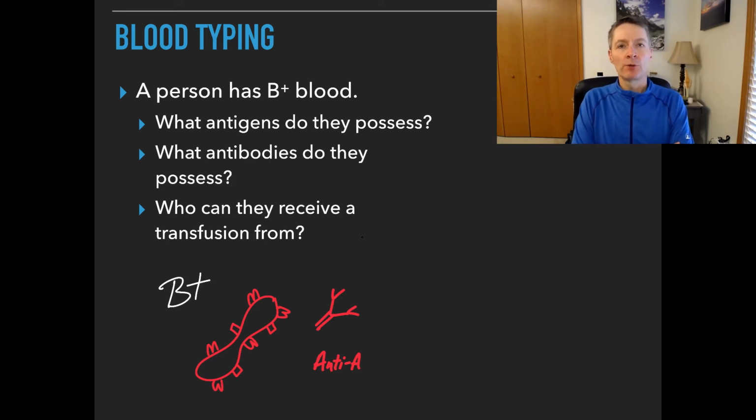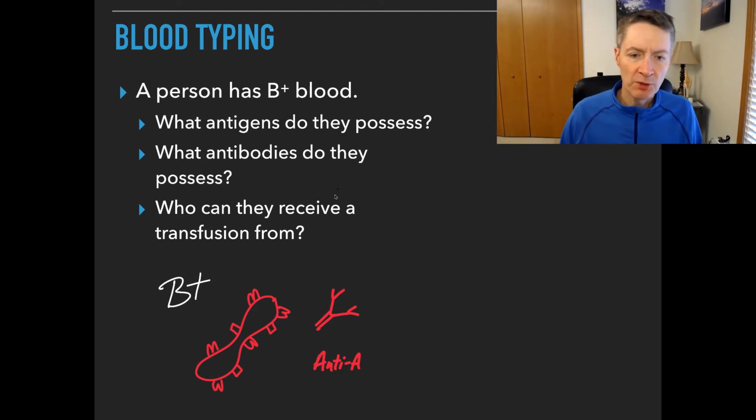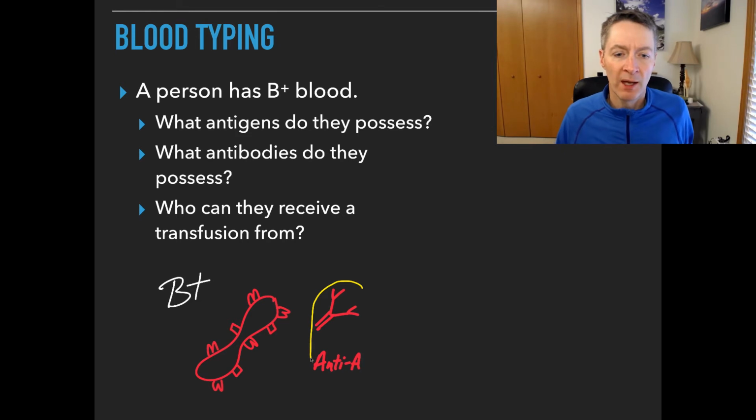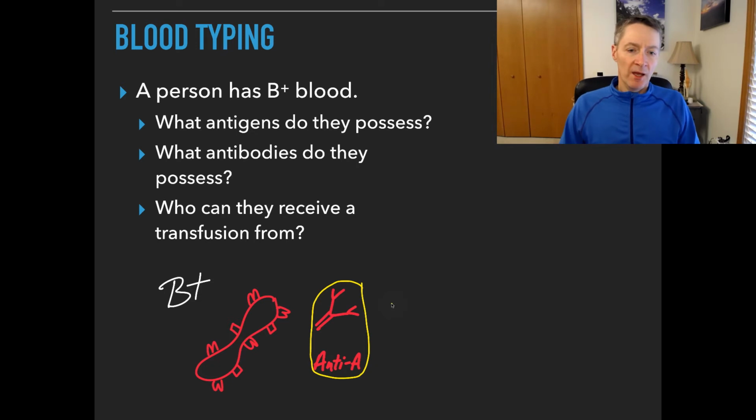So now I have to answer the question, who can this person receive a transfusion from? And the answer is any blood that this person doesn't attack. So what we need to bring our attention to whenever we try to answer this kind of question is the antibodies they possess. If they have antibodies against A, I do not want to give them A's in any way, shape, or form, whether it's A blood or whether it's AB blood. And that's the key for this person, okay?